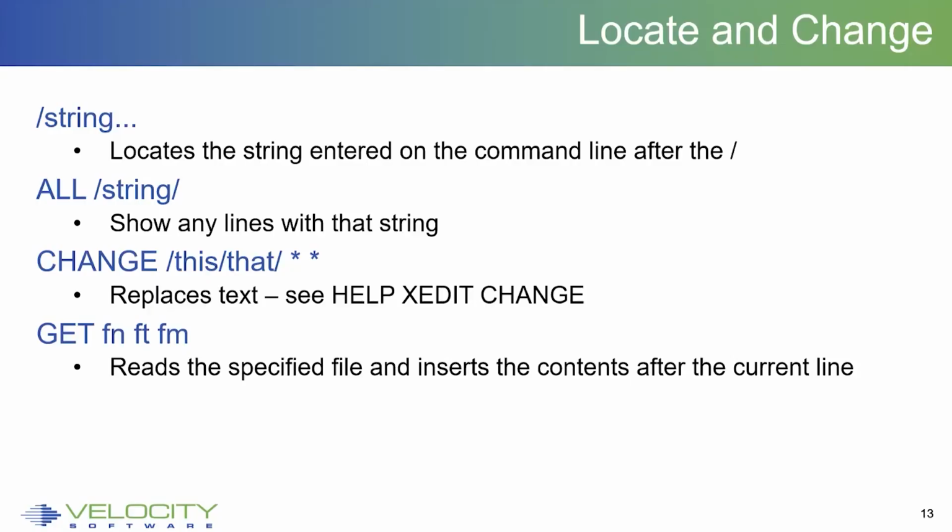The change command. Change some string. Again, this is a delimited character string. You're going to change some string to another string. So change the string this to that. And asterisk asterisk means I want to change all occurrences on all lines. You can type help xedit change and get more details on the change command if you want to learn more about the different options that are available. But the example I give you there is the usual case of changing strings within your file.